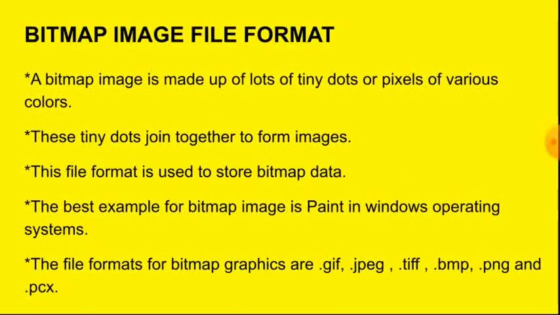Bitmap image file format. A bitmap image is made up of lots of tiny dots or pixels of various colors. These tiny dots join together to form images. This file format is used to store bitmap data. The best example for bitmap images is Paint in Windows operating systems. The file formats for bitmap graphics are GIF, JPG, TIFF, BMP, PNG, and PCX.